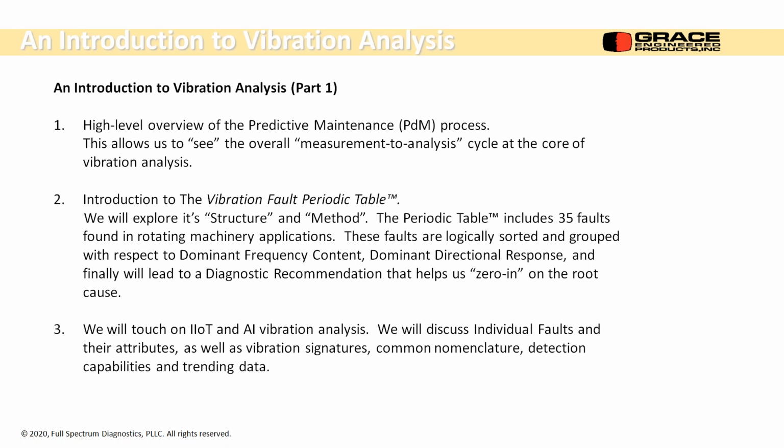So there's 35 faults on the table, which encompasses most rotating machinery problems. They're logically sorted and grouped with respect to the dominant frequency content and the dominant directional response. And they help us zero in on the root cause problem. Okay.